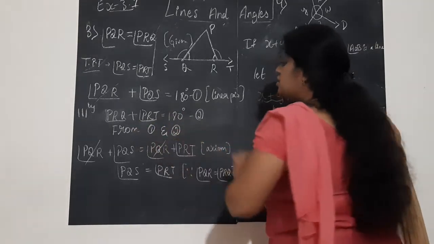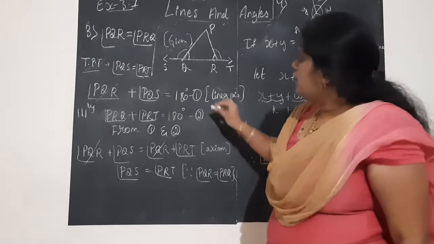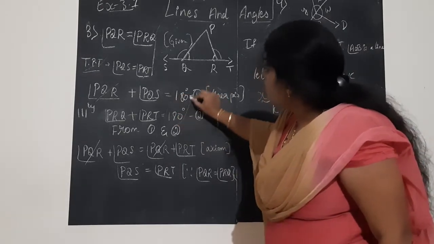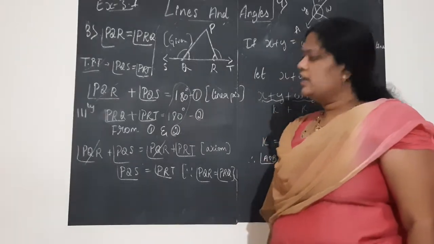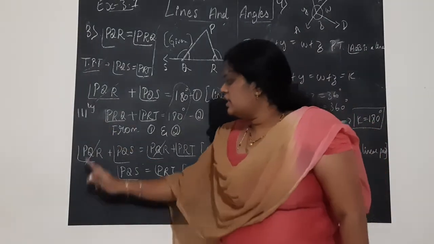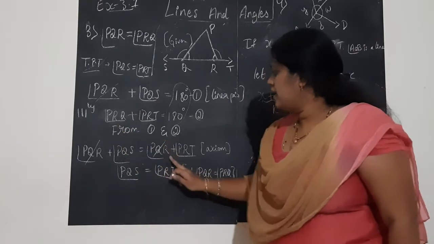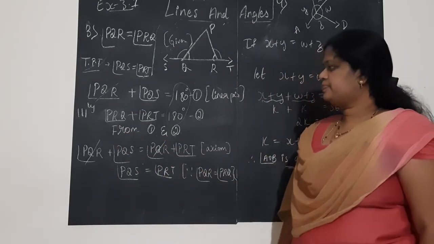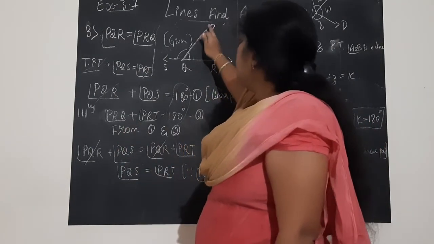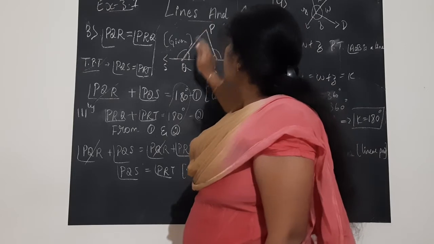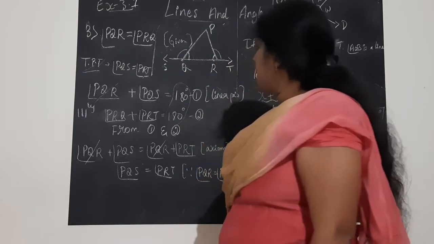Now from equations 1 and 2, if you compare both equations, the RHS of both equations is the same, that is 180 degrees. Hence you can equate their LHS, that is angle PQR plus angle PQS is equal to angle PRQ plus angle PRT.